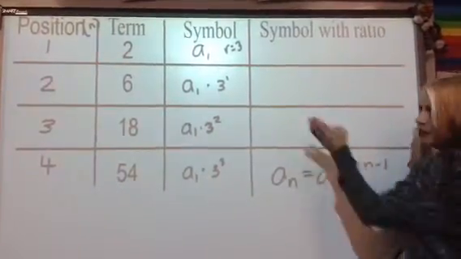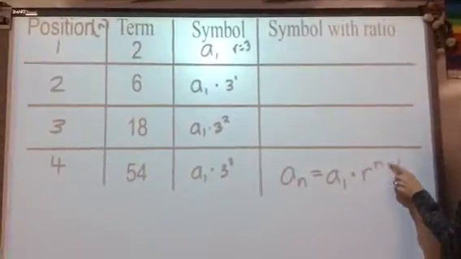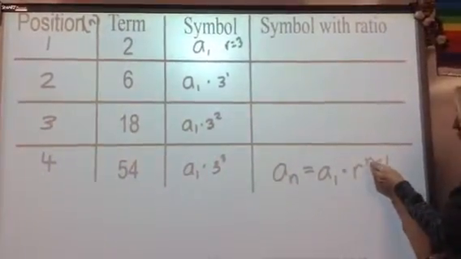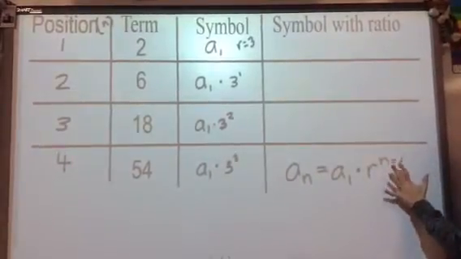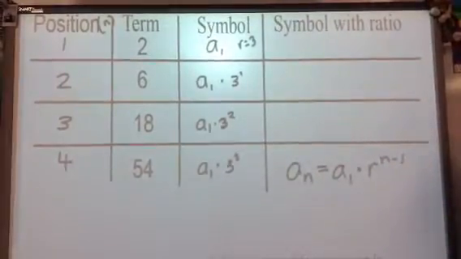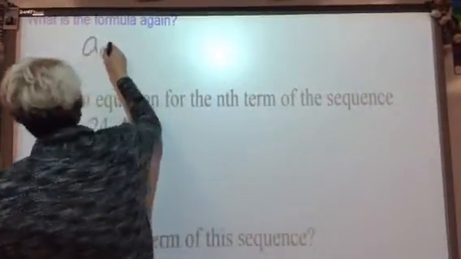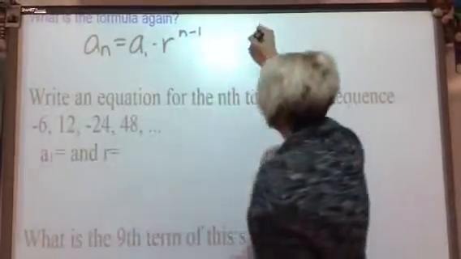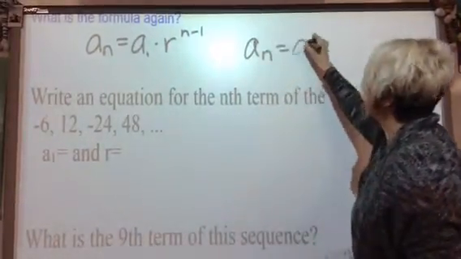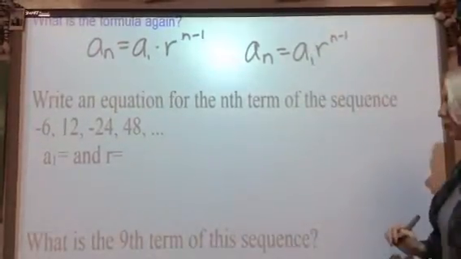Now you can see from this example where this comes from. Our common ratio is going to be to the power of the term that we're looking for minus 1. And you can use this formula to find any term in a geometric sequence. So what's that formula again? A sub n is equal to a sub 1 times r to the power of n minus 1. Another way that you could write this, you don't have to put that dot in between if you don't want to.